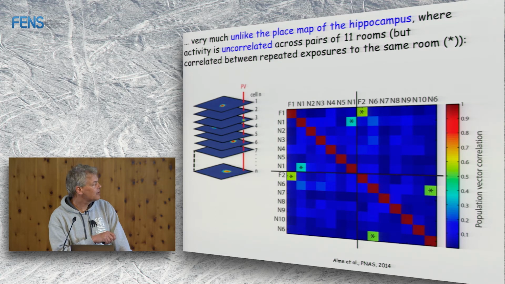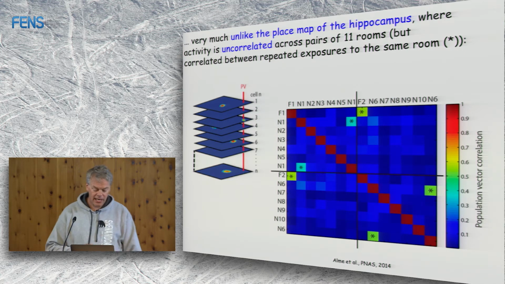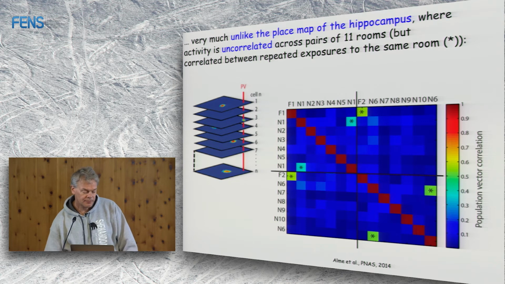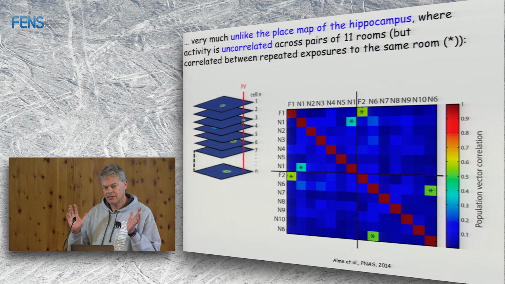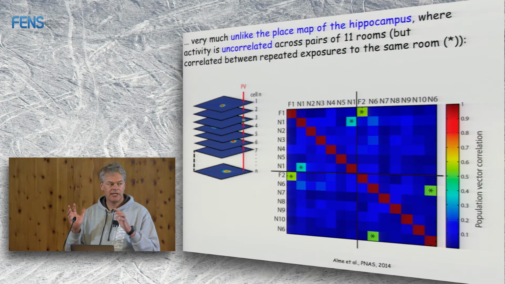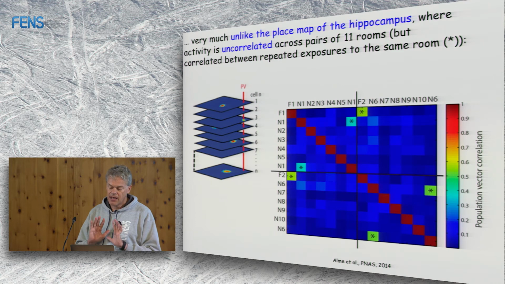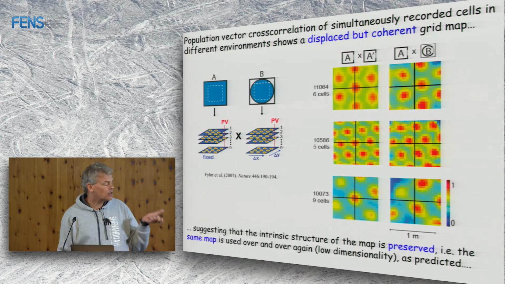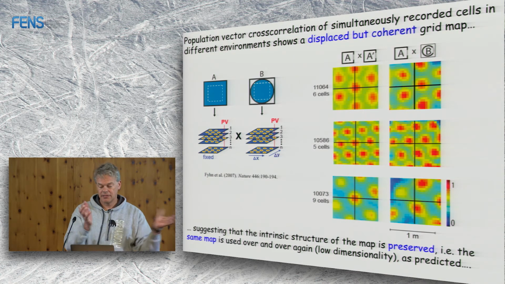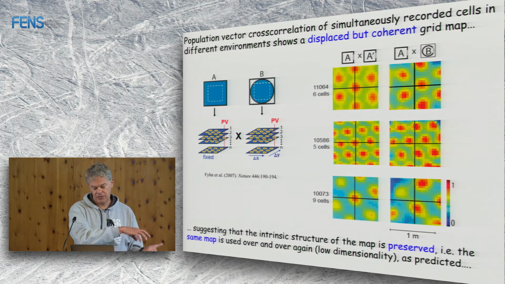So that applies here, here N1, N1, and here N1, N1. But otherwise, everything is blue, which means that in the hippocampus, in place cells, the combination of active cells in any given room, or in any given environment, is as different as it can be. It's not different from what you would get by chance. Whereas in the entorhinal cortex, it's completely different because you retain the same pattern of activity between cells from one environment to the other.